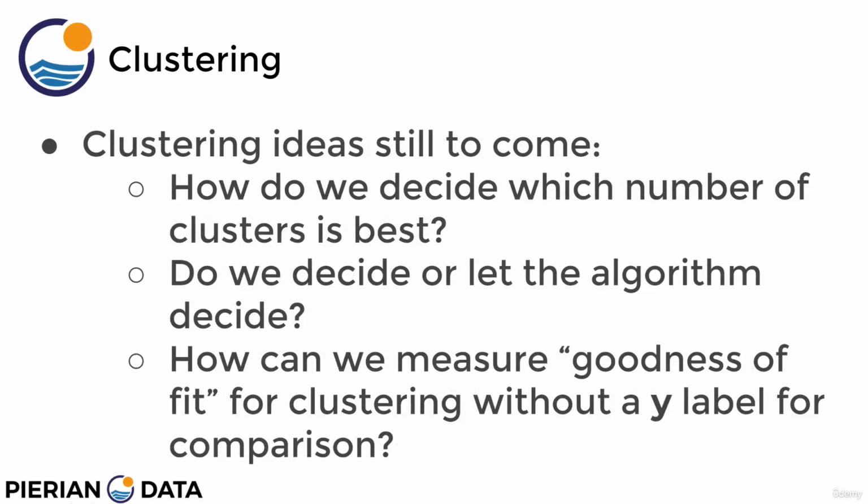So some ideas on clustering that are still to come are questions like, how do we actually decide which number of clusters is the best? And do we decide or do we let the algorithm decide? And how can we measure this goodness of fit for clustering without a Y label for comparison? And that's really getting at the idea of there must be some way to understand a reasonable number of clusters or a reasonable choice for clustering versus things that are unreasonable. We know on those previous examples, it didn't make sense to choose something like 100 different clusters. We could see that 2 clusters or 3 clusters were reasonable, but 100 different clusters is probably not so much. There's probably a clever mechanism in order to decide on the number of clusters that are going to work for us.